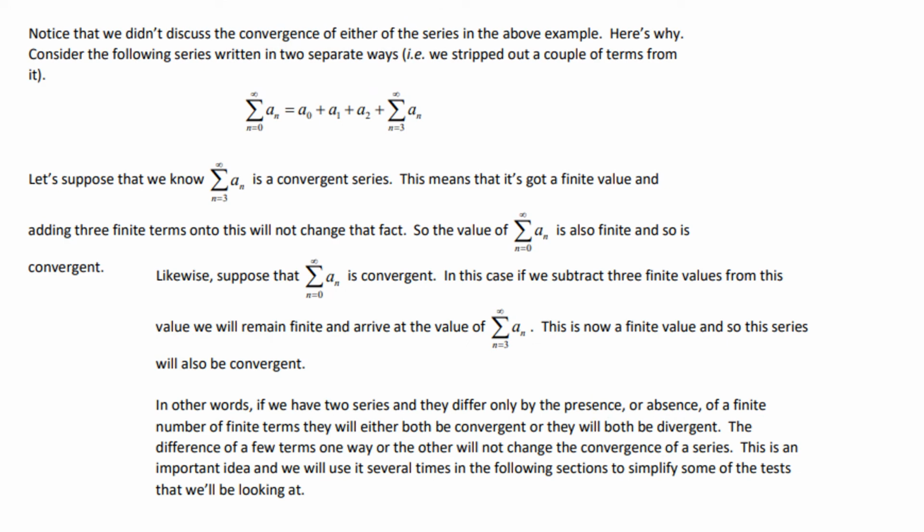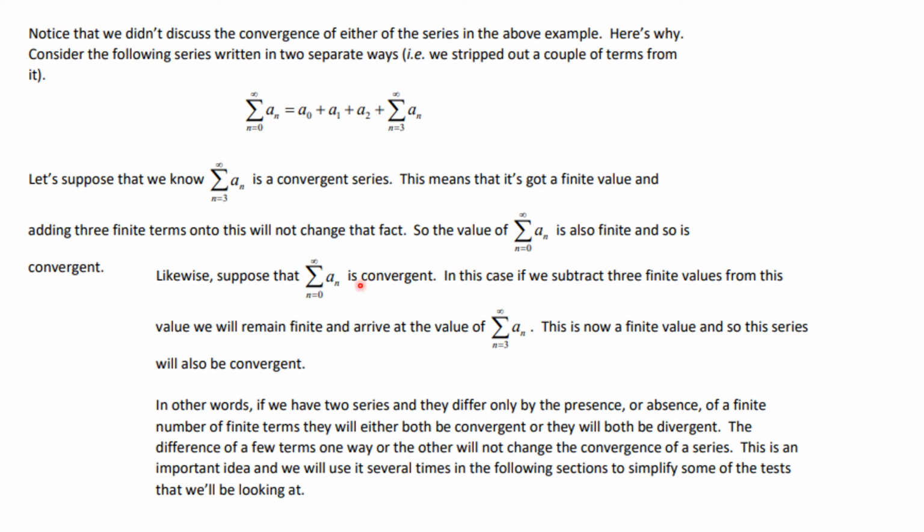Notice that we didn't discuss the convergence of either of the series in the above example, and here's why. We consider the series written in two separate ways if we strip out some terms. If we know that one of the series is convergent, then one that has a finite bunch of extra terms has to be convergent because that's just a finite number. Also, likewise, suppose that it's convergent. If we subtract off three finite numbers from this, it still is finite, so it is also convergent.